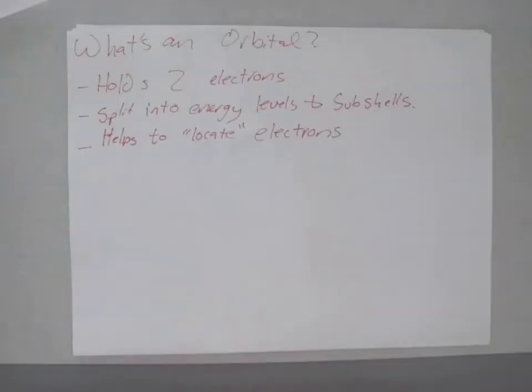Inside those energy levels are subshells, and those we call S, P, D, and F. We'll get to those a little bit later, but essentially those subshells are going to tell us what these orbitals look like around the nucleus of the atom. Finally, orbitals help us to locate electrons. Electrons move completely randomly except when we look at their orbitals. They're often held in these orbitals and we can at least get a better estimation of where they're going to be.